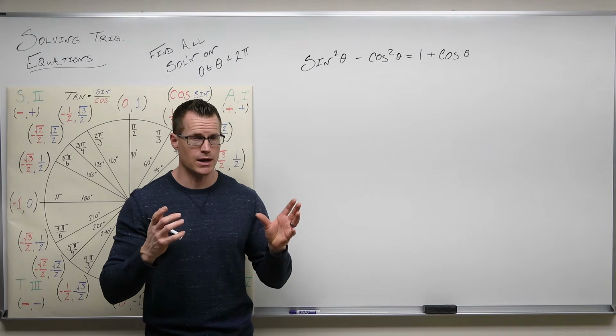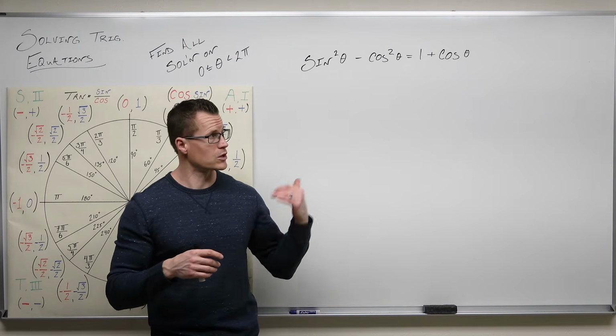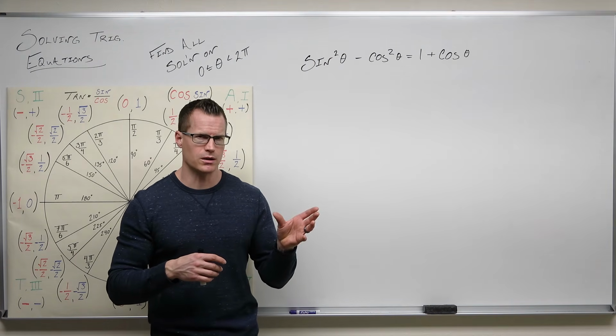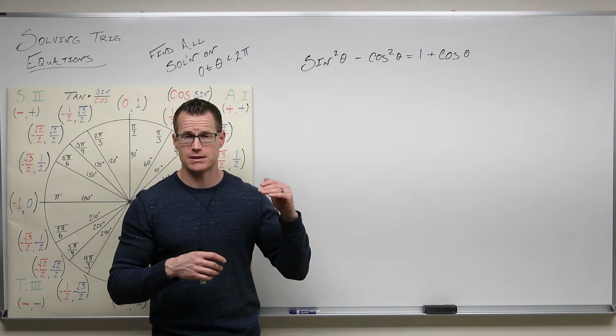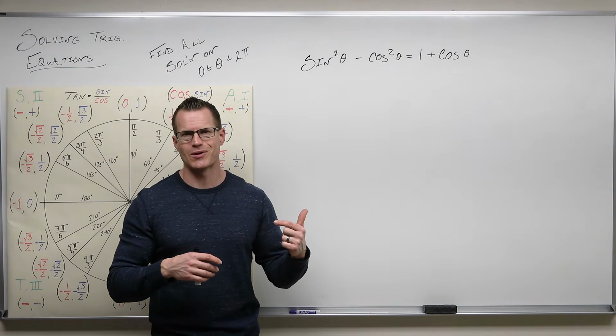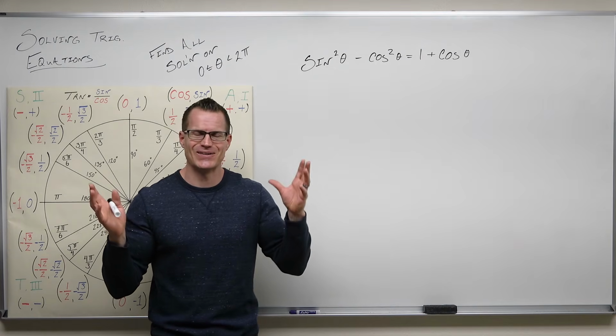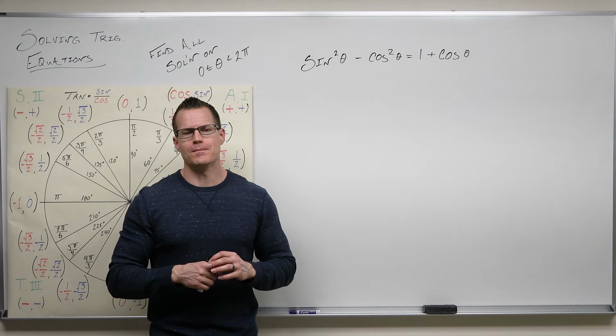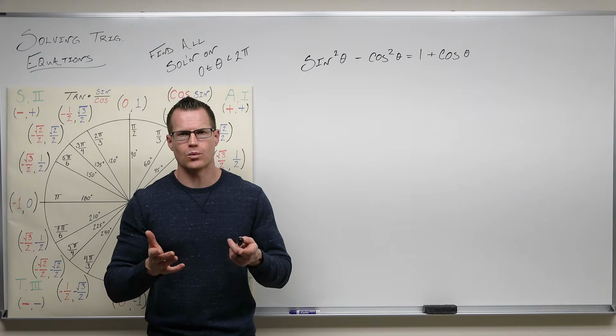We know some even and odd identities. We know the Pythagorean identity. We're going to use that right now. We use even and odd in the next example, and then tangent equals sine over cosine in the one after that. So, sorry, spoiler alert, I just ruined the whole thing. That's what we're going to do. But it's important for you to know where we're going.